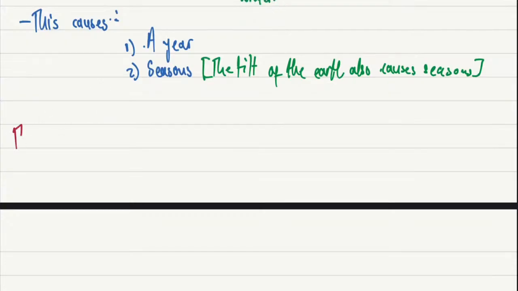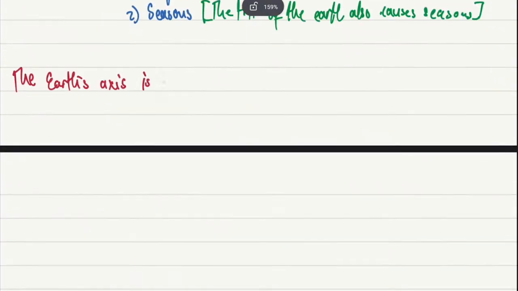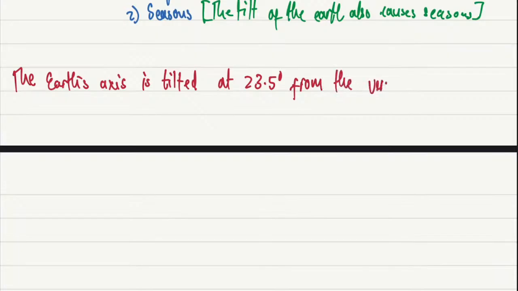The earth's axis, which is the line that joins the north and the south pole together, is tilted. It is tilted at 23.5 degrees. Are we together? 23.5 degrees. I want you to say from the vertical.